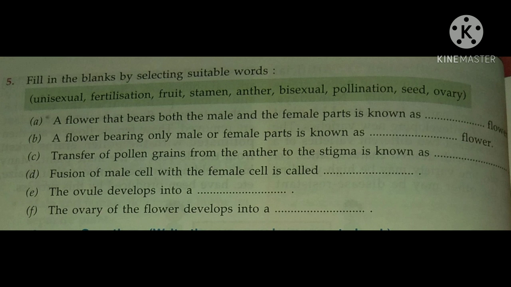Next, the ovule develops into a dash. The ovule develops into a seed. Next, the ovary of the flower develops into a dash. The ovary of the flower develops into a fruit. So these are the answers for the fill in the blanks.